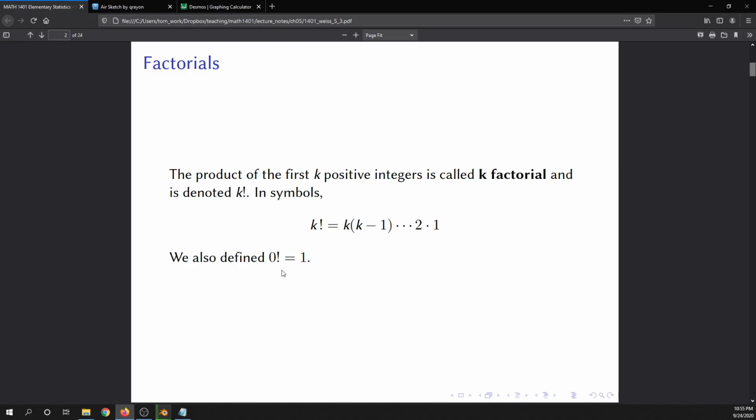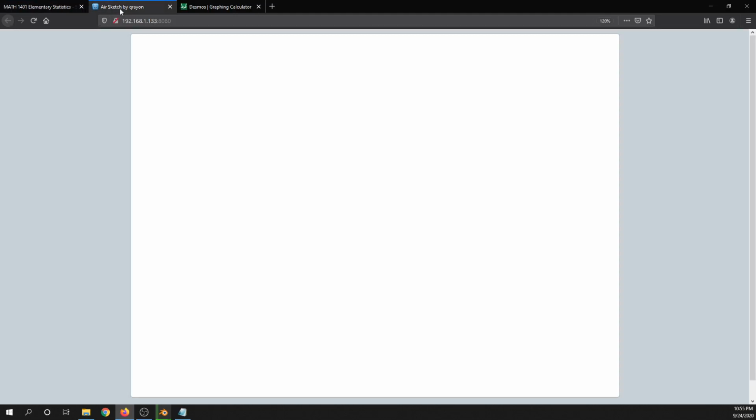Now that may seem odd to you, but it just helps with some of the formulas that we have to deal with. It makes them a little easier to work with if we just use this definition, and it doesn't really take away from anything. All right, so if you see 0 factorial in an expression, we know that's 1 by definition. Then 1 factorial would be just 1 again.